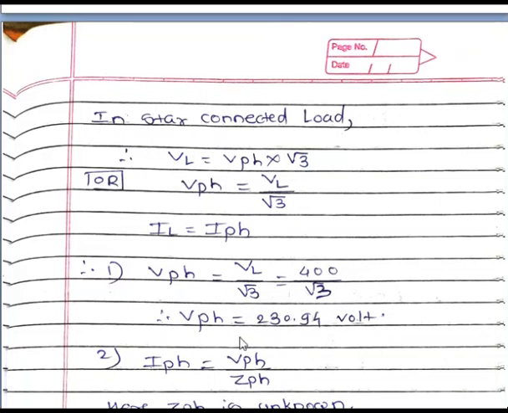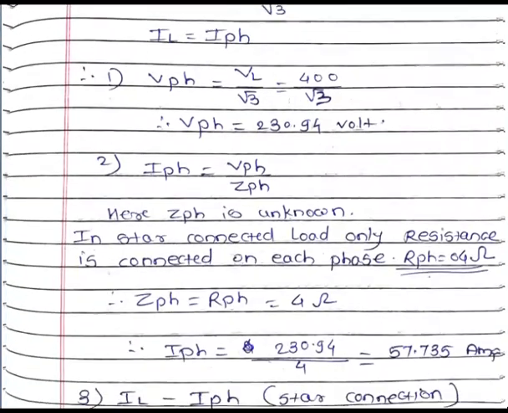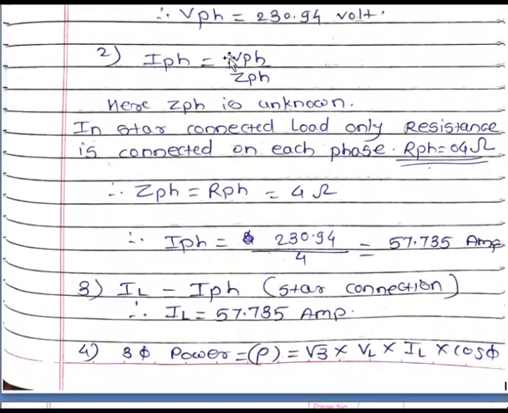The value of phase voltage is 230.94 volt. Now we calculate the value of IPH. IPH is equal to VPH divided by ZPH. VPH we have already calculated, but the value of ZPH is unknown. In this example, the star connected load has only a resistive element connected on each phase, with a value of 4 ohm. Therefore the value of ZPH is equal to RPH, that is 4 ohm.